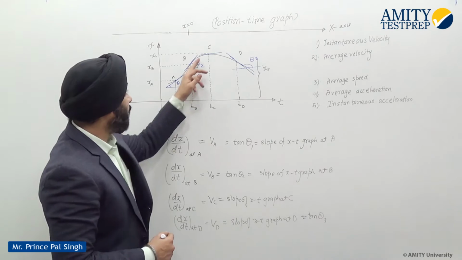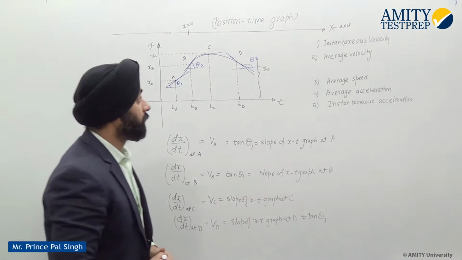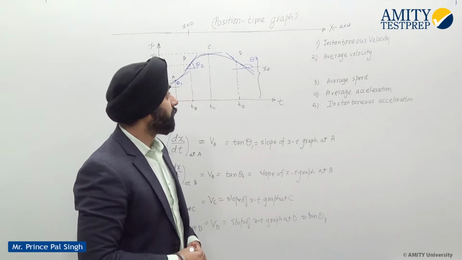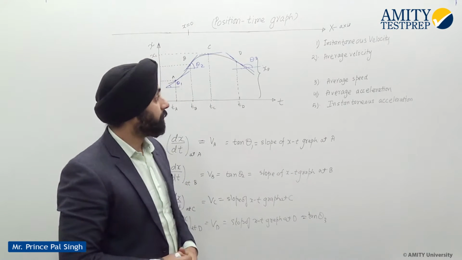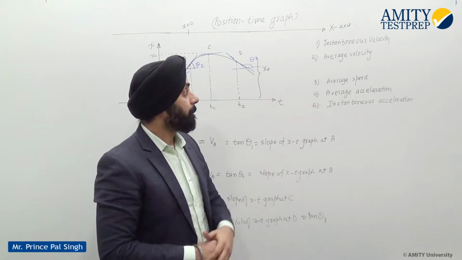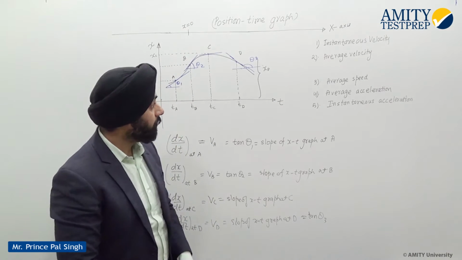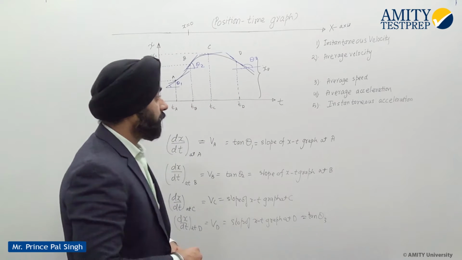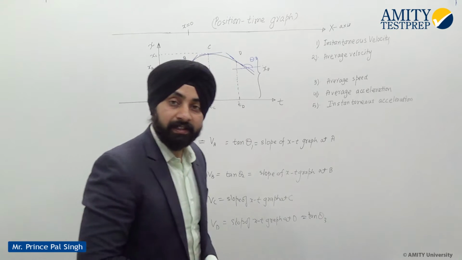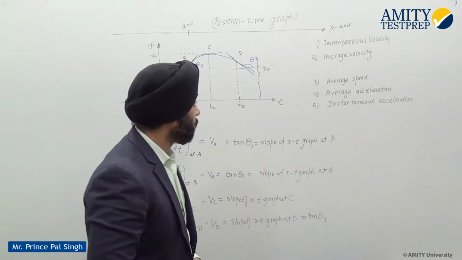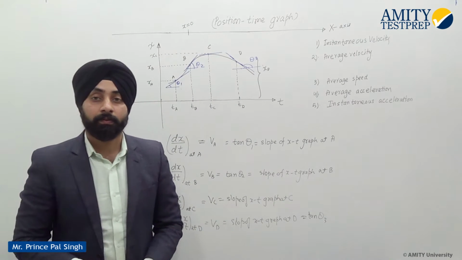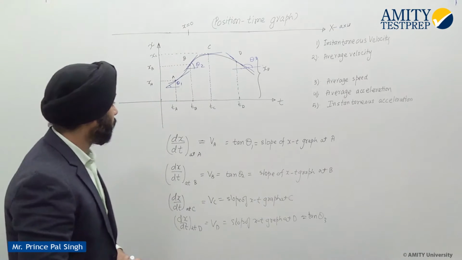The black one is the x versus t graph, and the information that we can fetch from the position-time graph is, number one, instantaneous velocity. We can also find the average velocity, the average speed, and the instantaneous speed. We can find the average acceleration and the instantaneous acceleration also. So how can we find it out?